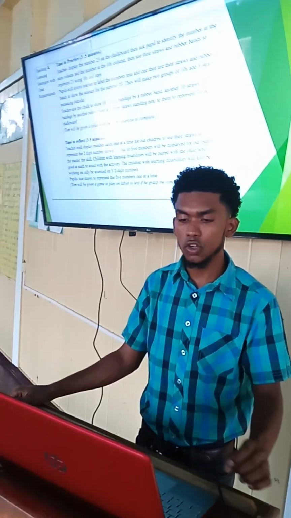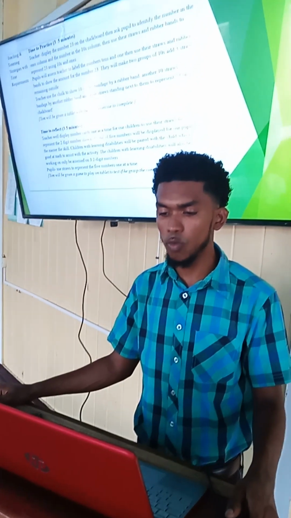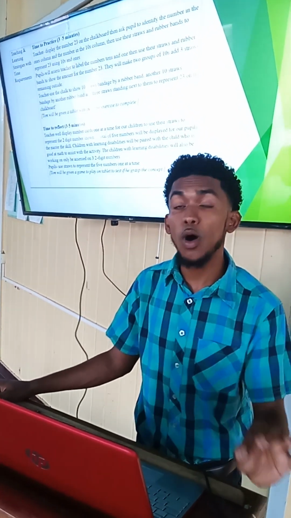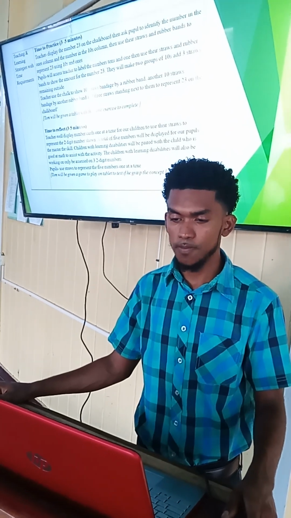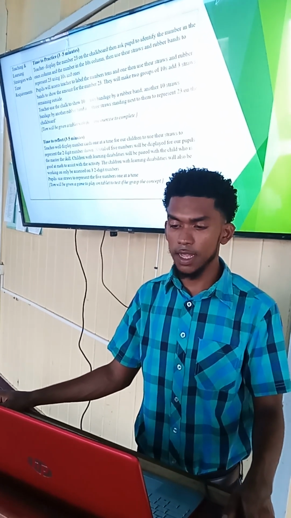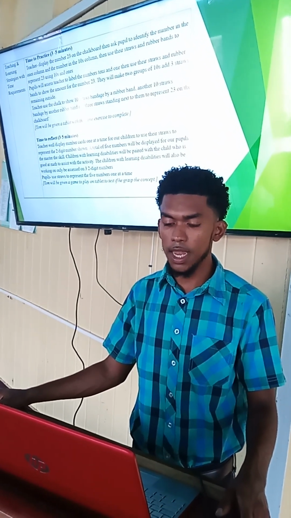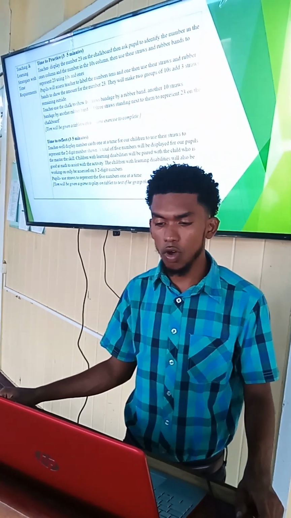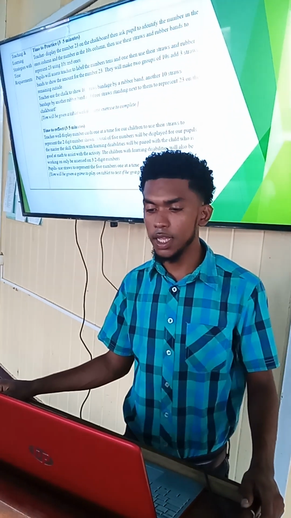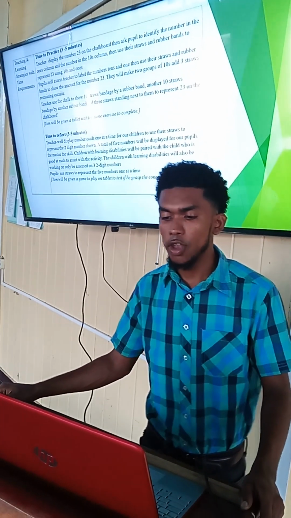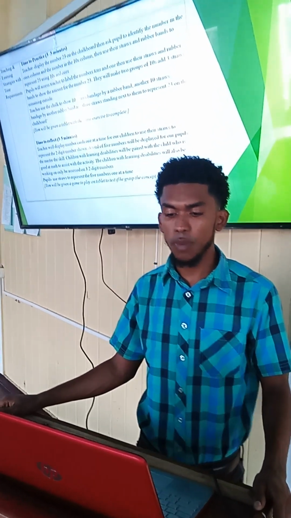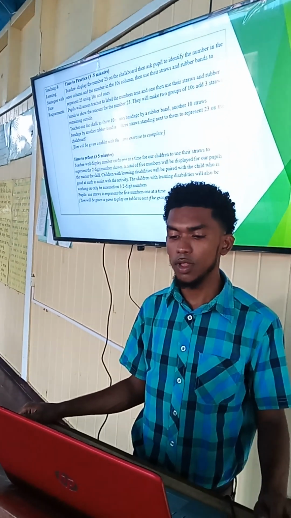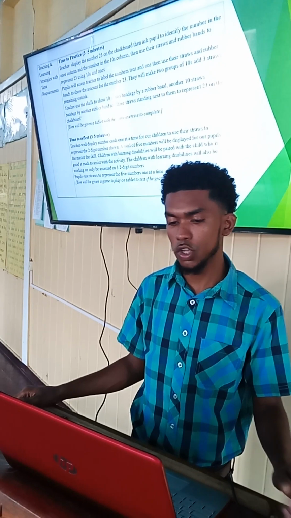Pupils will assist the teacher to label the numbers, tens and ones, and then use their straws and rubber bands to show the amount for the number 23. They will make 2 groups of tens and 3 straws remaining outside. The teacher used the chalk to show one bundle of 10 straws bandaged by a rubber band, another 10 straws bandaged by another rubber band, and 3 straws standing next to them to represent 23 on the chalkboard.